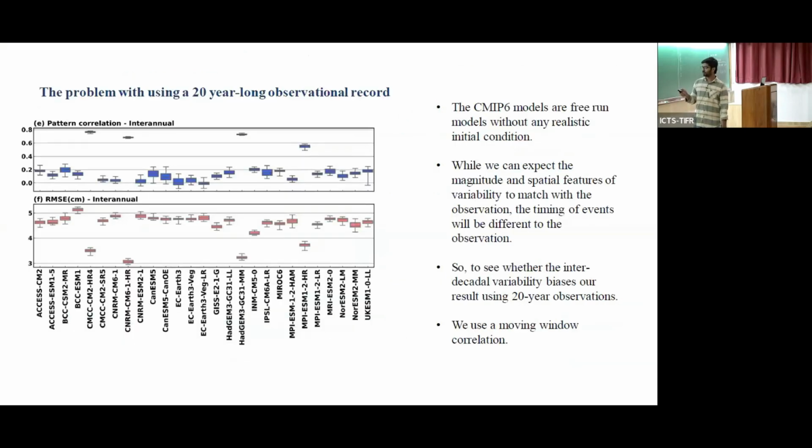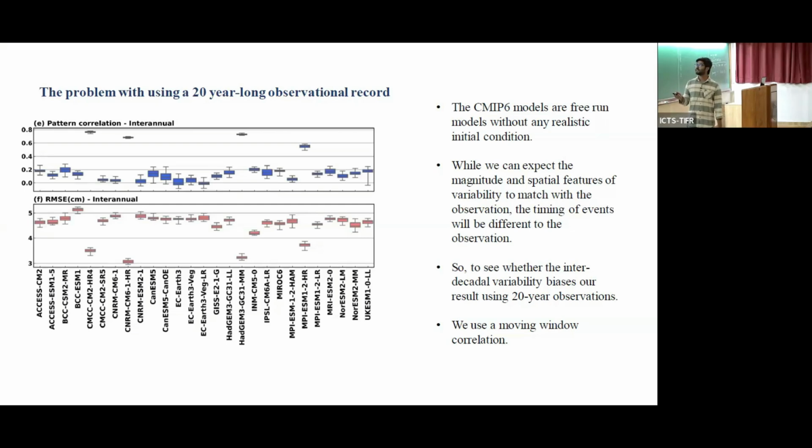So the problem with using a 20-year long observation is that, because we are just choosing the time period from 1994 to 2014, there could be signals that are not matching with observation, because these CMIP6 models are free-run models without any realistic initial condition. So we can expect the magnitude and spatial features of variability to be the same, but we cannot expect the timing to be right. So to ensure that the choice of our time period does not bias our results, we run a moving window analysis throughout the entire period from 1850 to 2014.